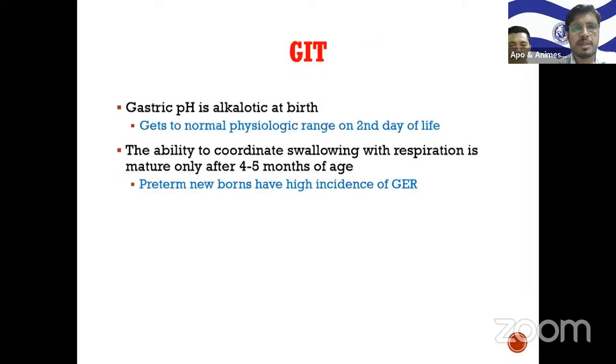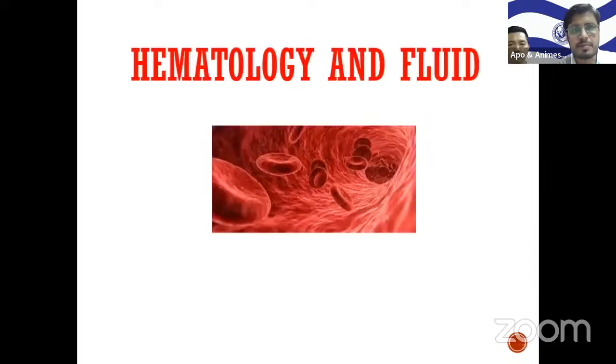Coming to the GIT, the gastric pH is alkaline at birth, but it gets to the normal physiological range on the second day of life. The ability to coordinate swallowing and respiration matures only after 4 to 5 months of age. So preterm newborns have a very high incidence of gastroesophageal reflux.